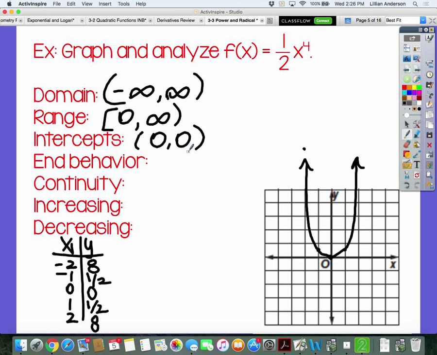Continuity. That goes back to the very first lesson in this new unit. Is this a continuous function? Yes. So continuity is all real numbers. It's continuous on the whole thing.